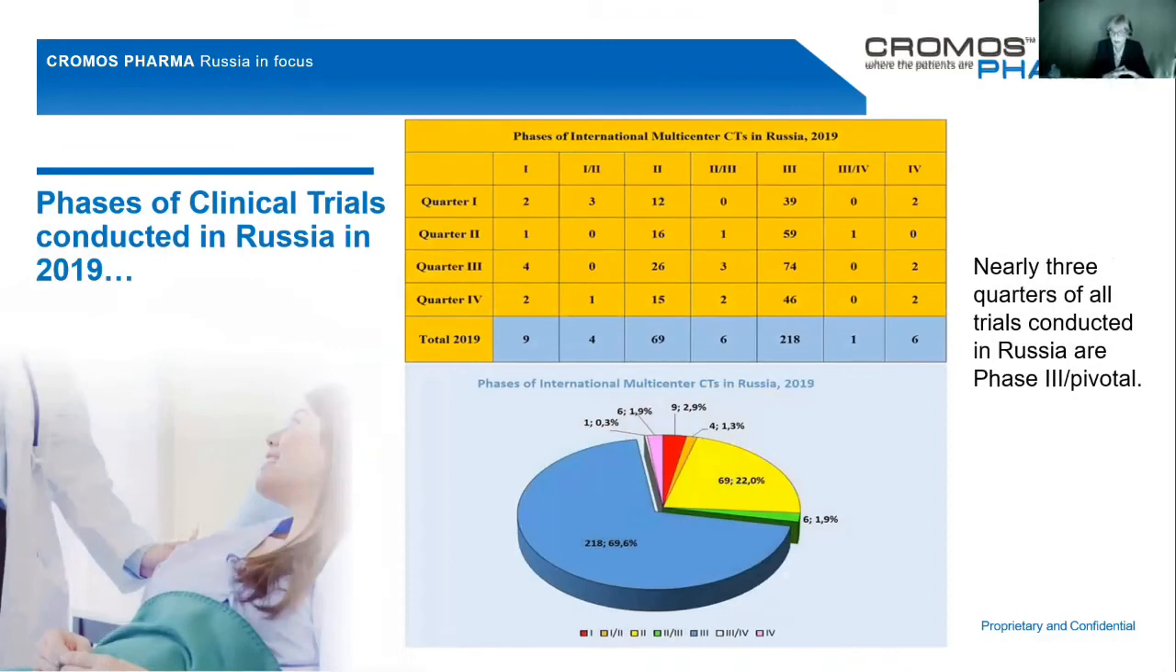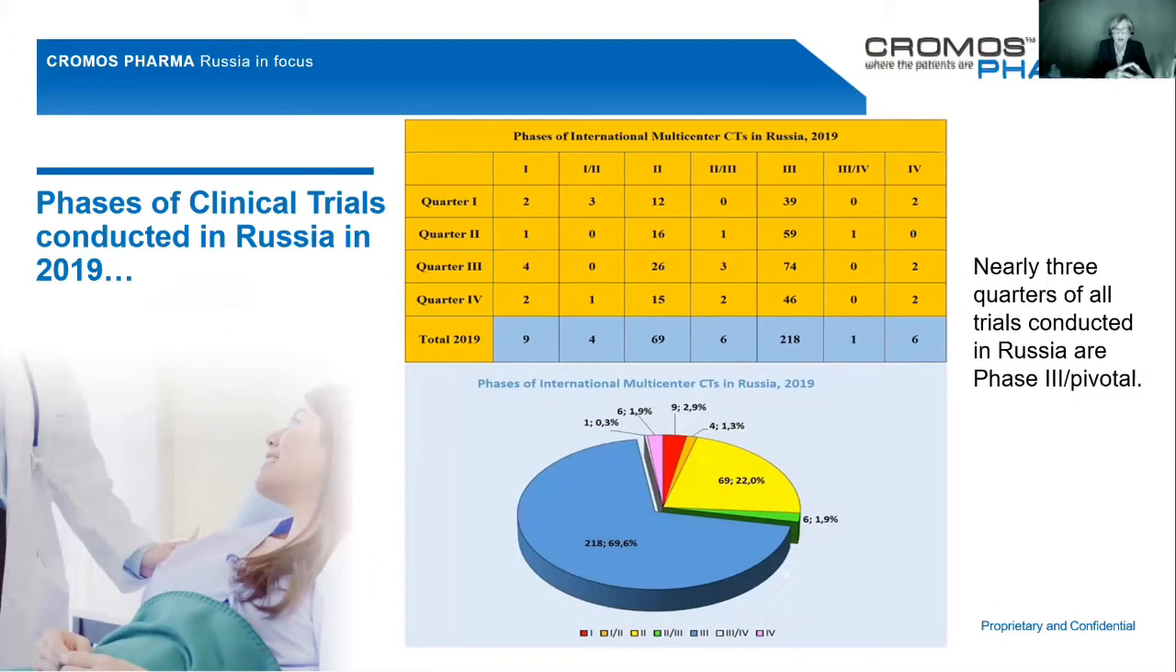Another way to slice the pie is even more compelling. As you see here, almost three-quarters of the studies that have run in Russia, or are running in 2019, I think, were phase 3. And what does that mean? Well, it means obviously big enrollment, lots of sites, lots of governance, and a whole lot of scrutiny by the regulatory authorities, because phase 3 studies are pivotal, pre-approval, and they are highly scrutinized, and the data is scrutinized.